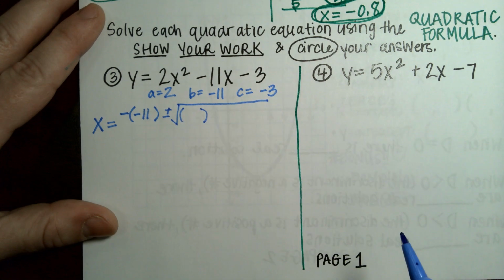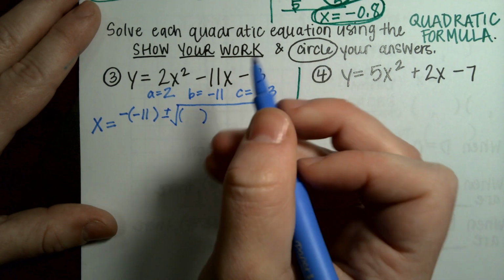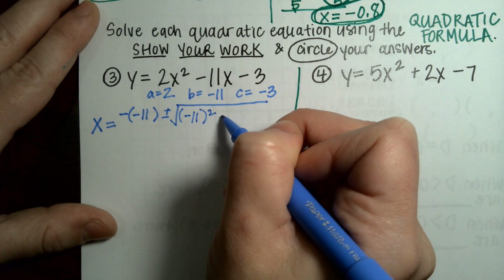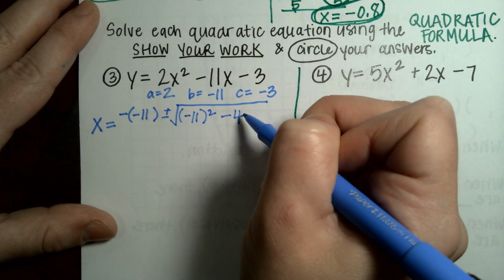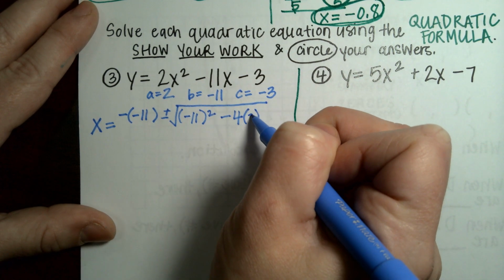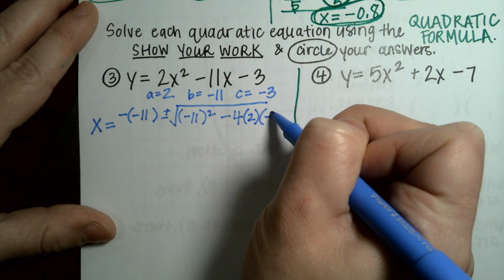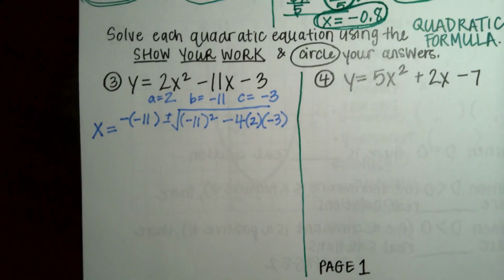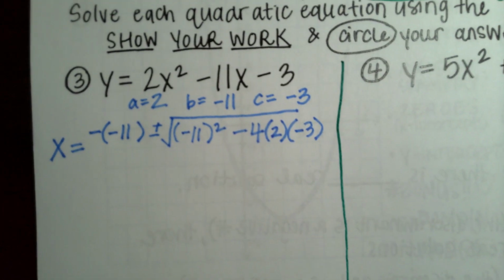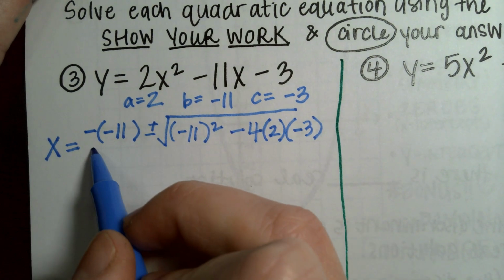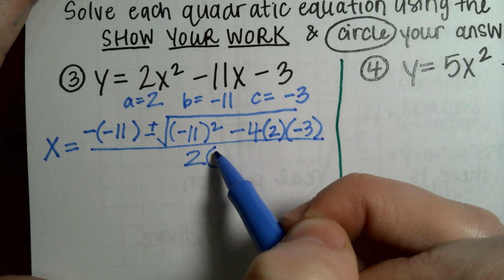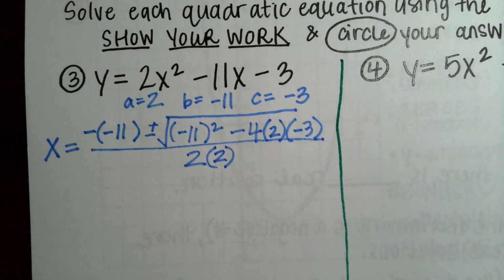What are we writing here? -11 squared minus 4 times 2 times -3, divided by 2 times 2.